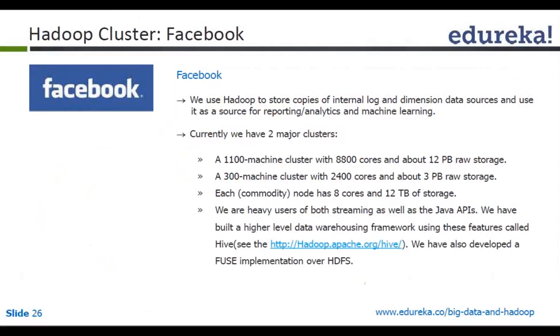Now, if you look at the link that I have shared with you earlier, Hadoop powered by, we are giving you an example of a Hadoop cluster of Facebook. Facebook uses Hadoop to store internal log and dimension data sources. They use it as a source for reporting, analytics, and machine learning. They have a 1,100 machine cluster with 8,800 cores and almost 12 petabytes of storage. Another cluster has 300 machines with about 3 petabytes of storage. Every node has 8 cores and 12 petabytes of storage.